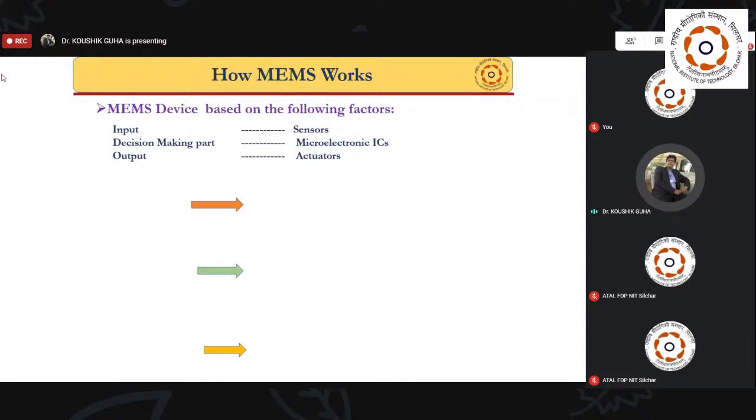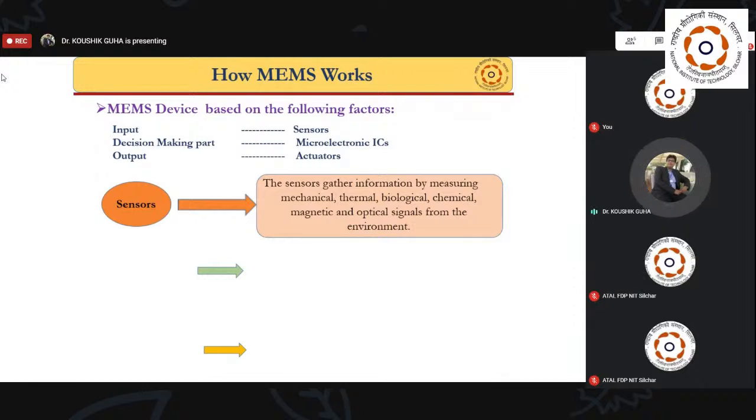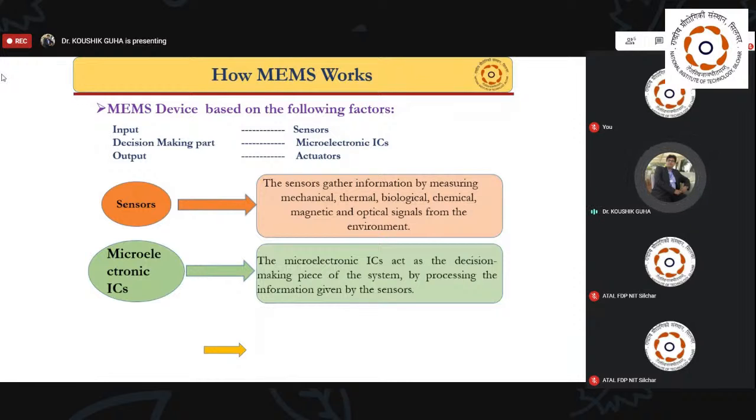So there are three factors in MEMS. One is sensors. The sensors act as an input. The sensors sense information by measuring some mechanical, thermal, or biological signals from the environment, and then after sensing, the microelectronic ICs come in. They act as the decision-making part of the system by processing the signal sensed by the sensor. And third, obviously, the actuators come into play.